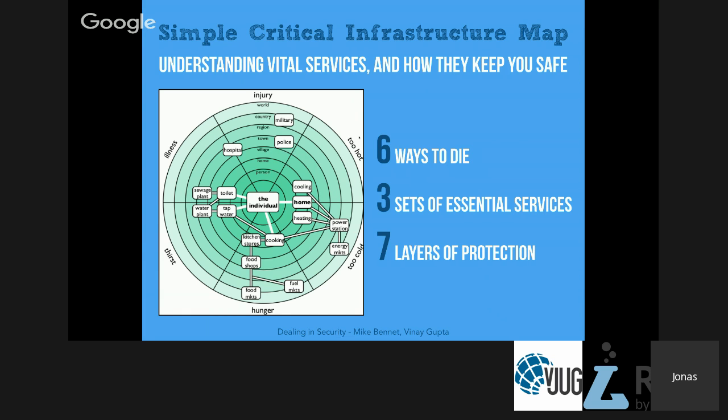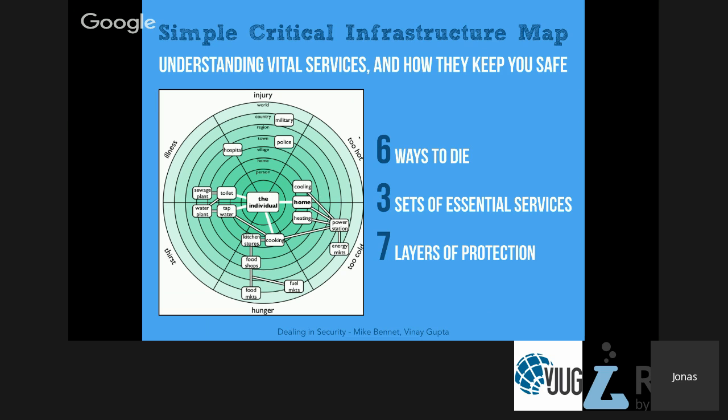a friend of mine who works on resilience in social ecological systems sent me a paper called Dealing in Insecurity, and it had a very interesting model to understand vital services and how they keep us safe. It first defines six ways to die. There are six ways that we can die as individuals: being too hot, too cold, from hunger, thirst, illness, or injury.